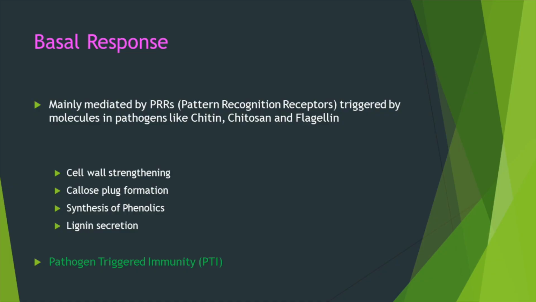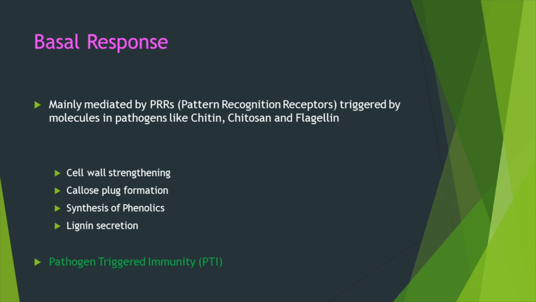So we come to the basal response. Here the basal response is mediated by pattern recognition receptors or PRR proteins, and they are triggered by certain molecules or elicitors that are produced by the pathogen. Mainly these molecules can be either chitin on the fungal cell wall, chitosan, or flagellin, the molecule that is present in the flagella of bacteria. These will be sensed by the receptors in the plant cell, and they will produce certain responses.